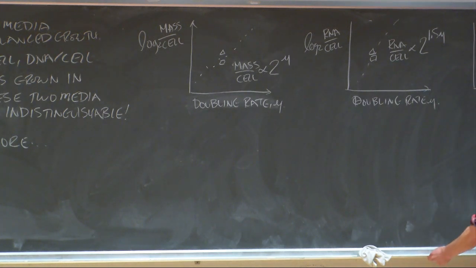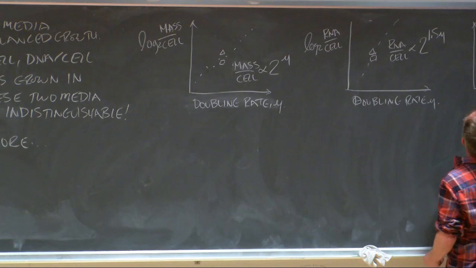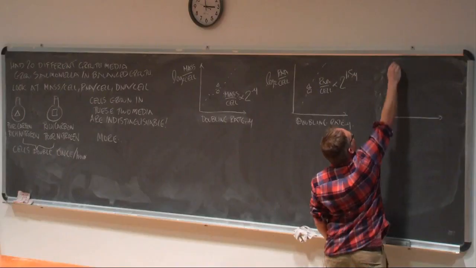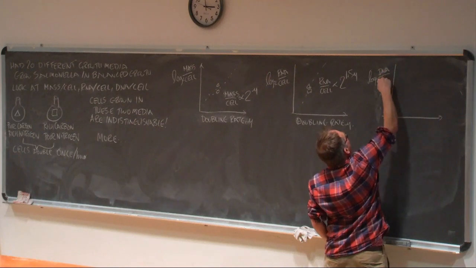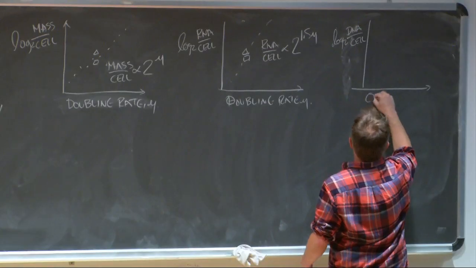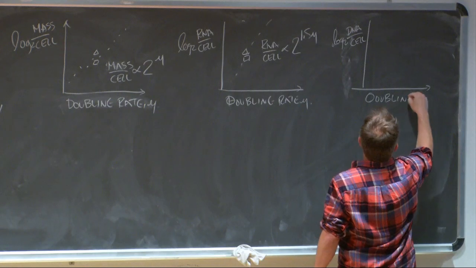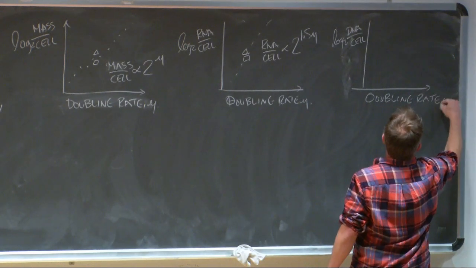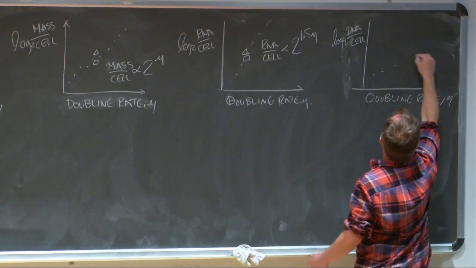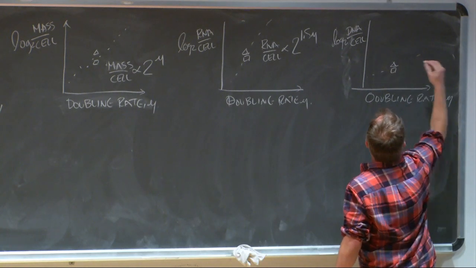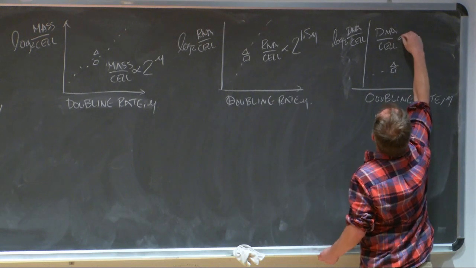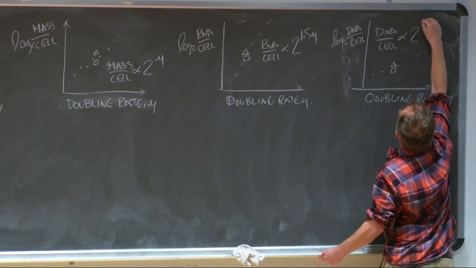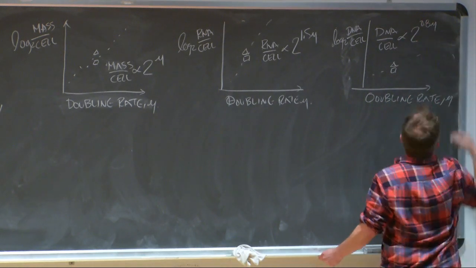And in this one, now I'm looking at the DNA per cell. I drew that too close. This is, again, doubling rate. And it's shallower. So it is proportional to, say, 0.8 times the doubling rate.